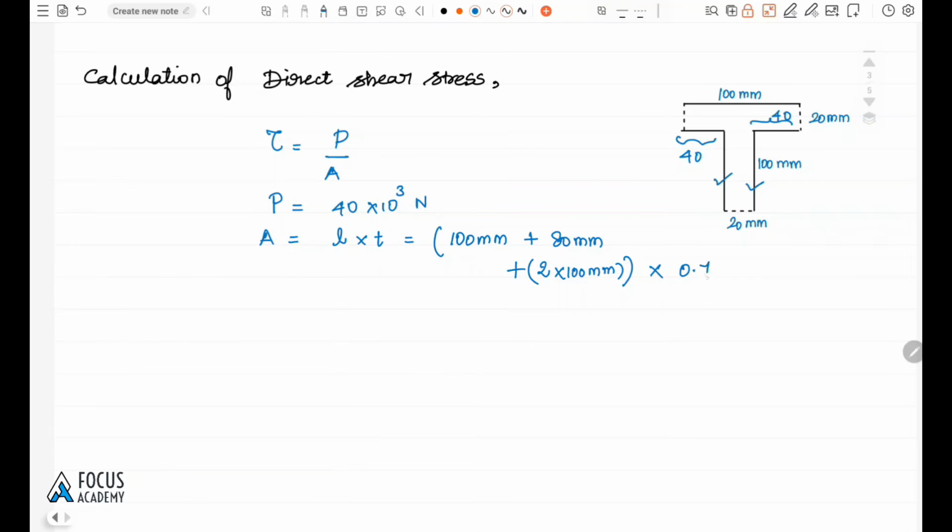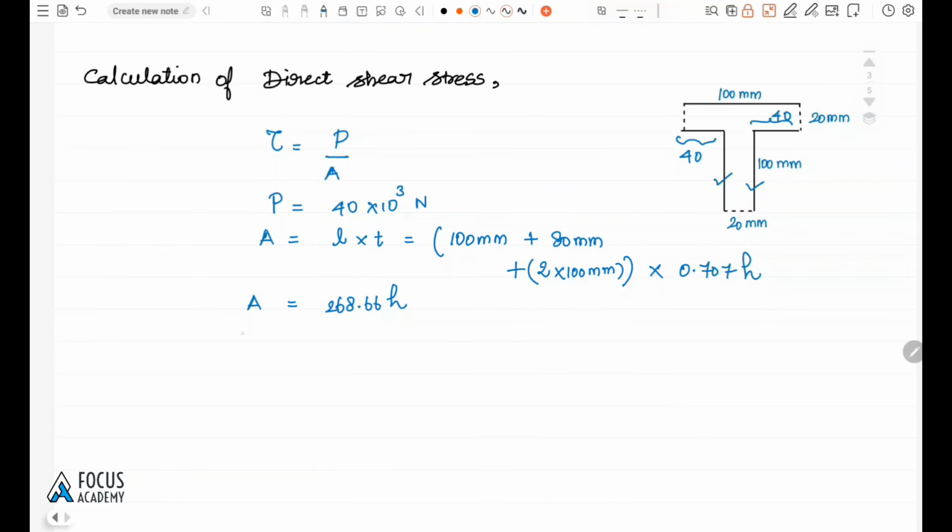T is equal to 0.707 height. Height is nothing but your welding size. So by calculating the area of the weld, total length into throat thickness, that is equal to 268.66 into welding size.